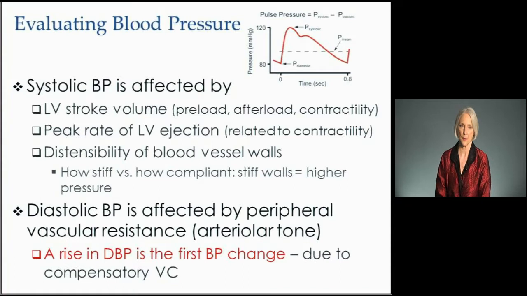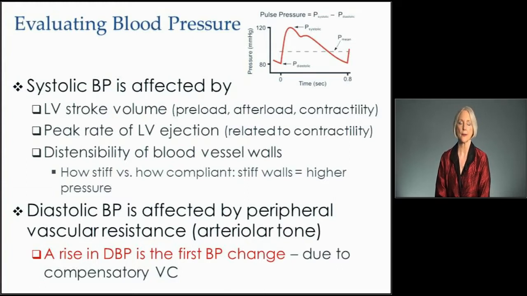The diastolic blood pressure is affected by peripheral vascular resistance, or the tone on the blood vessels. When there's high vascular tone, those blood vessels are tight, and that will increase the diastolic blood pressure. And that's why a rise in diastolic blood pressure is the first blood pressure change that you see when somebody is starting to get into trouble. And that's because the body is trying to compensate by causing peripheral vasoconstriction. If you wait until the systolic pressure has fallen, then it's way late.